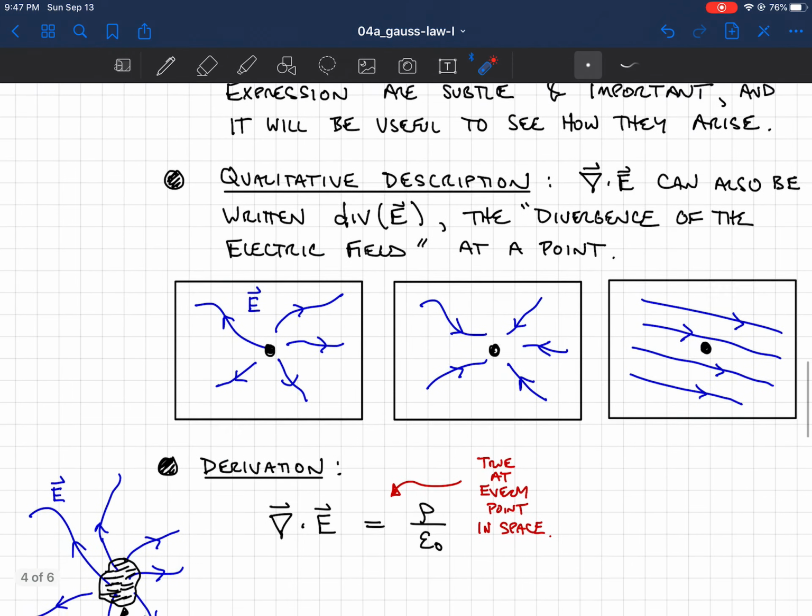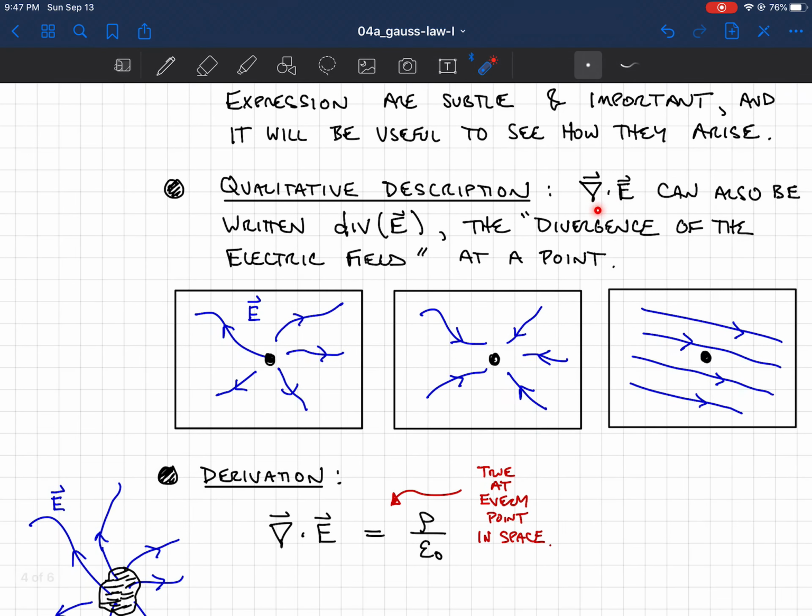And just qualitatively, it's helpful to know that this expression is often called the divergence of E. And that makes some intuitive sense in these pictures that I've drawn here. These field lines, you might say, are diverging in space. They're diverging away from a point. So we would say that at this point, the divergence of E is positive, simply because they are diverging away from the point. Whereas at this point, the field lines are going into the point, so we would say that the divergence of E is negative.